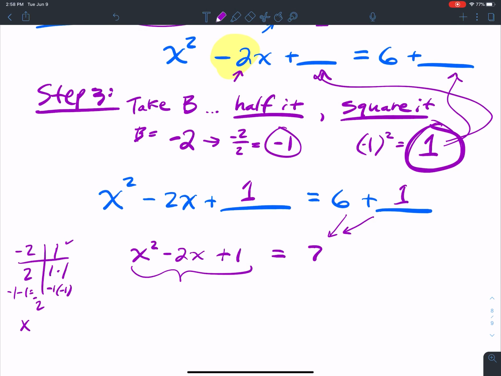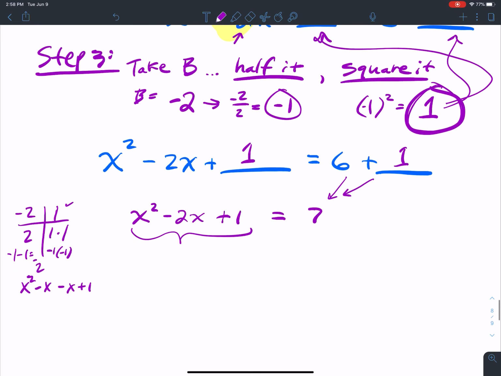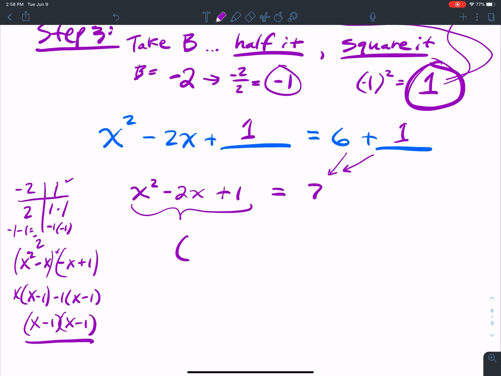So this is x squared minus x minus x plus 1. If I GCF this, I can pull an x out and I have x minus 1, and then I can pull a minus 1 out and I have an x minus 1 here. So I have x minus 1 times x minus 1. Another way to write that is x minus 1 squared, equal to 7.